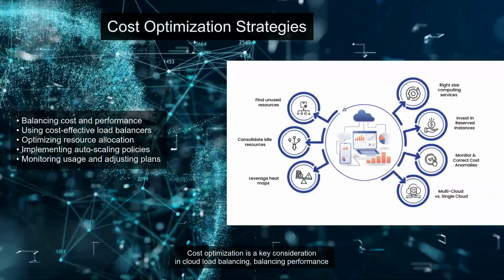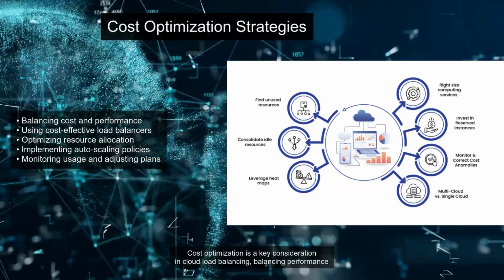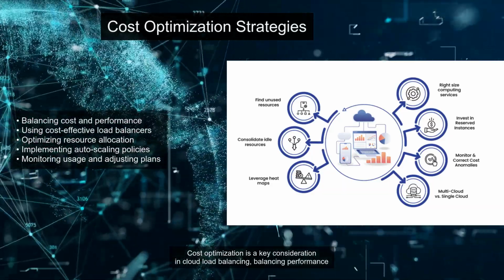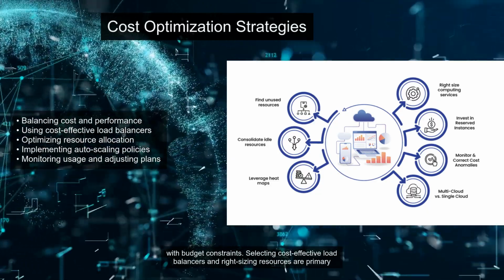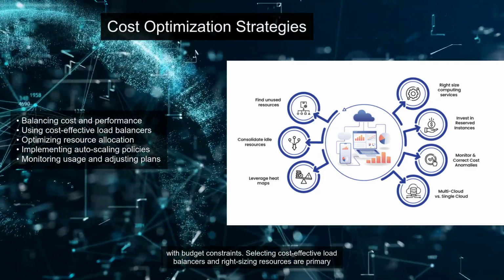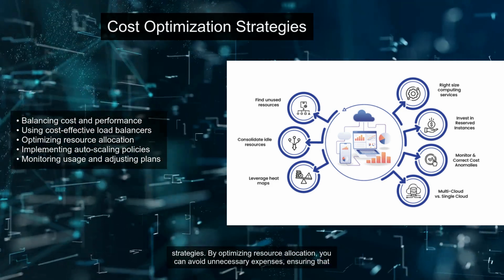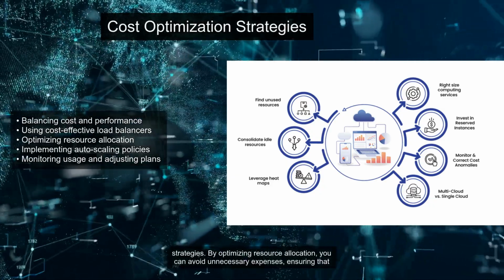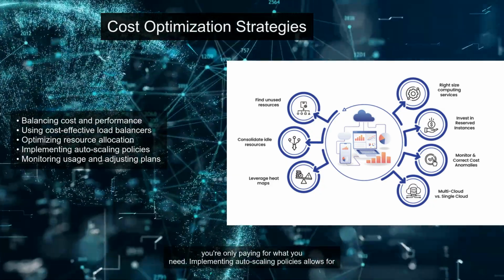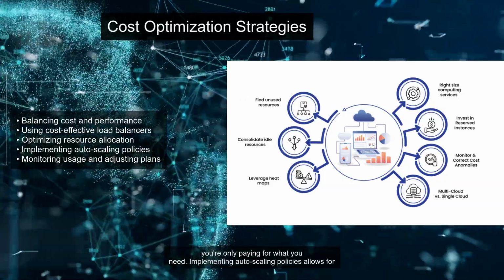demands of your users. Cost optimization is a key consideration in cloud load balancing, balancing performance with budget constraints. Selecting cost-effective load balancers and right-sizing resources are primary strategies. By optimizing resource allocation, you can avoid unnecessary expenses, ensuring that you're only paying for what you need.